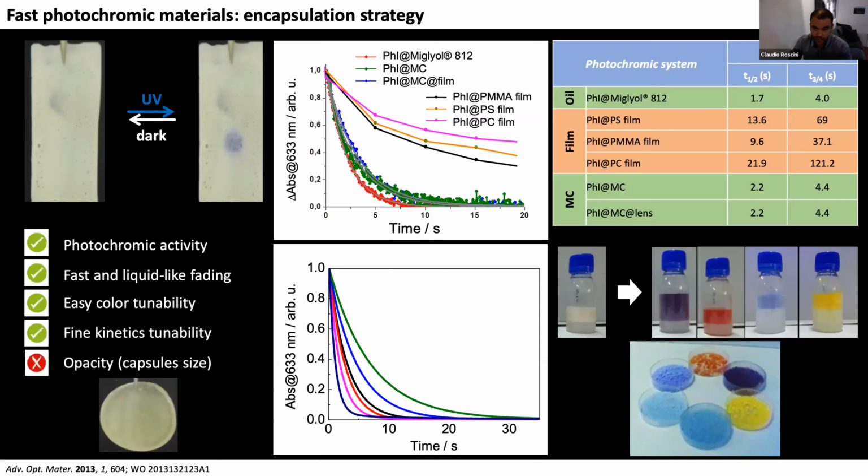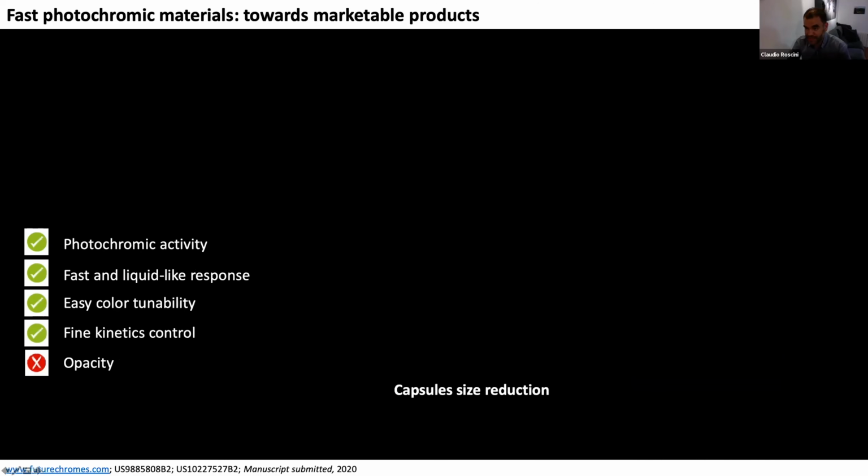So that was good, but we had a main problem, which is the opacity. These films were all opaque, which means that they could not be used for optical applications. So we knew that this was basically caused by the scattering of the capsules because they were of too large a size. So we knew that we needed to do some capsule size reduction. And from here started an industrial development of the product.